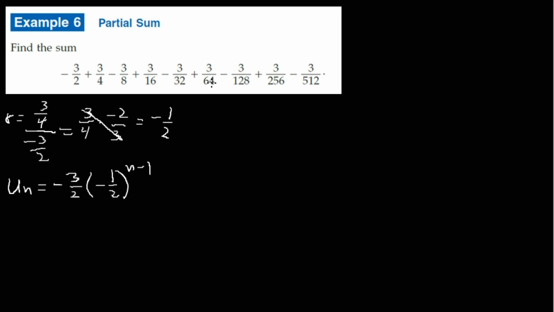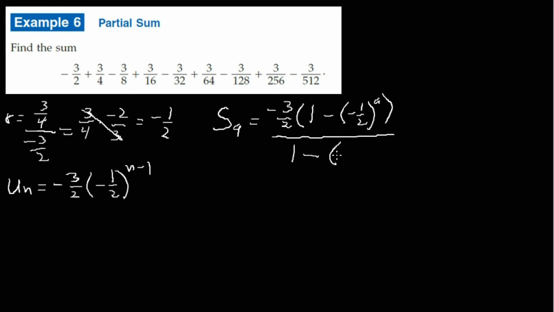Well, to find the 9th partial sum of this sequence, we'll just use our partial sum formula. So the 9th partial sum is equal to the first term, negative 3/2, times 1 minus the common ratio raised to the nth power, so in this case 9, all over 1 minus the common ratio. Alright, so we simplify this and we'll end up with our 9th partial sum. Well, we have negative 3/2 times a negative 1/2 to the 9th power is a negative 1 over 512.